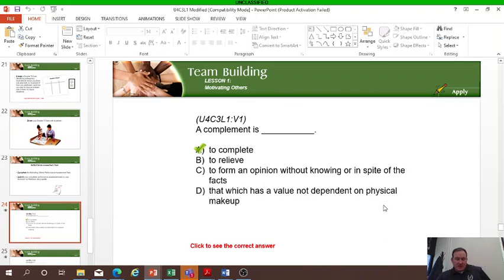Okay, performance test assessment task. Got a few questions here related to the vocabulary. So a compliment is what? Interesting. None of those are a really good answer, but I guess to complete. Complement something, to add to. So yeah, okay. In some respect, I can see that.